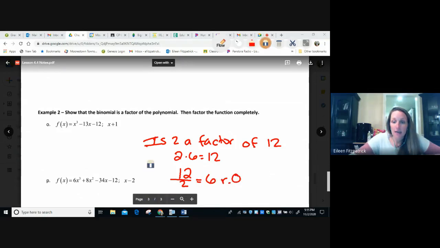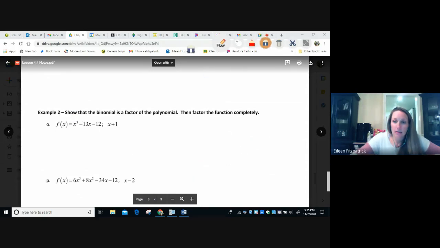But if I said, is 2 a factor of 41, the answer is no, because when you divide 41 by 2, you're left with a remainder. It doesn't go in evenly. For these problems, it's really no different. If you're asked whether x plus 1 is a factor of x cubed minus 13x minus 12, you want to know, does it divide in evenly? Do I get a remainder of 0?